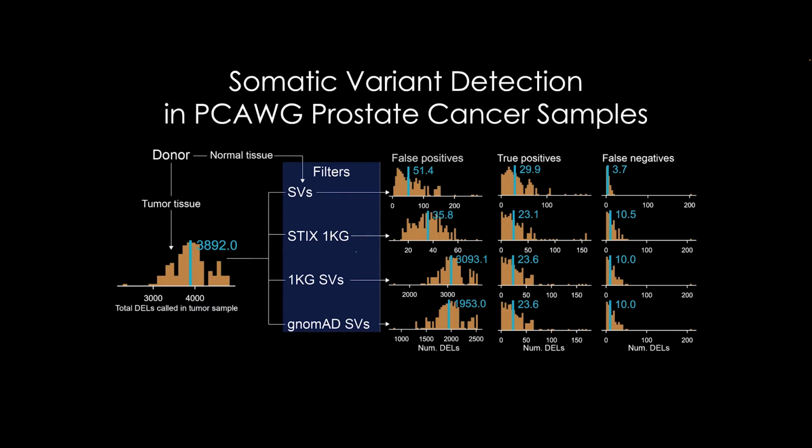STIX, impressively, has fewer false positives, about 30% fewer. For the other population filters that are based on SV catalogs, you see the impact of these false negatives. 1000 genomes has 2 orders of magnitude more false positives because there are so many false negatives. gnomAD, which has 6 times the number of samples, doesn't even cut this number in half.